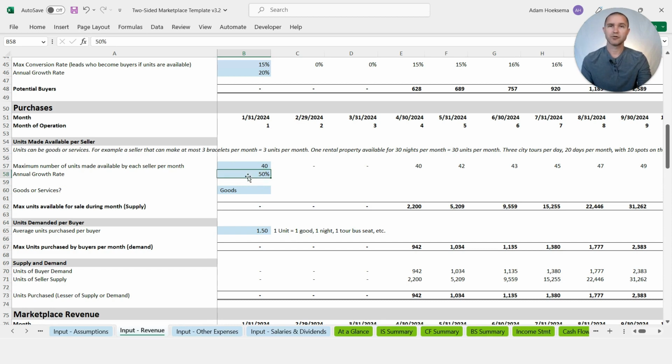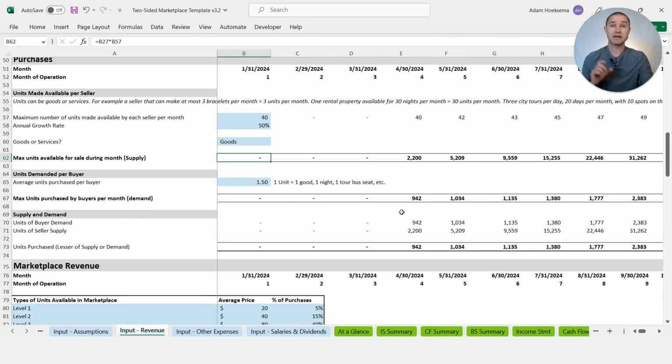And then you can apply a growth rate to that average number here. And you can select whether what the platform is selling is goods or services. There's marketplaces that sell services, and so that would be like maybe an Upwork, where you're selling contracted services, matching contractors with companies that need to hire contractors, right? So in this example, we're going to say they're selling goods. We can see what the maximum number of units available for sale during the month is based on those assumptions.